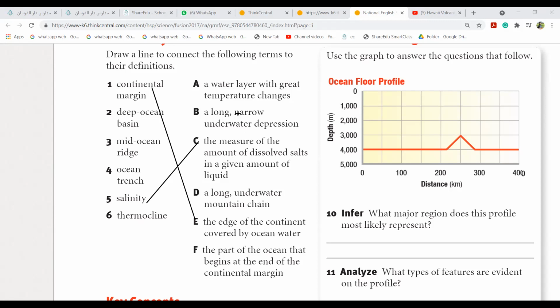If I talk about a long, narrow, underwater depression, thermocline is with great temperature changes. The part of the ocean that begins at the end of the continental margin is the deep ocean. Deep ocean. A long underwater mountain chain, and you have mid-ocean, ocean trench. Ocean trench is, okay, and mountain chain is mid-ocean ridge.